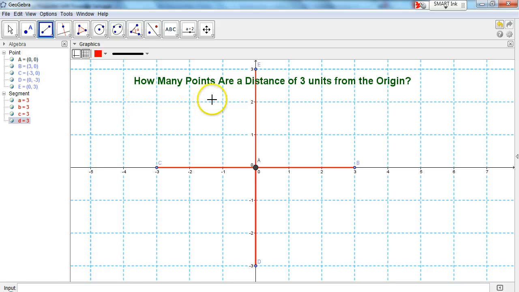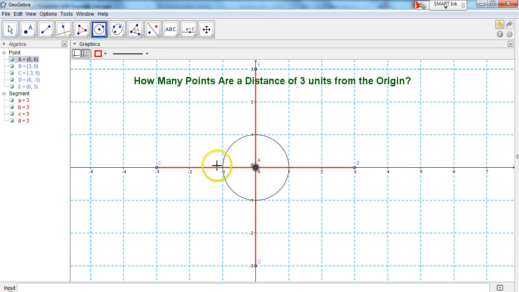Unless we kind of start opening our brain up to translating or moving not just horizontal and vertical, but combined. How many more points are there? And the answer is there's an infinite amount of points that can move a distance of 3 units from the origin. And I hope you're understanding circles. I'm going to make this red.